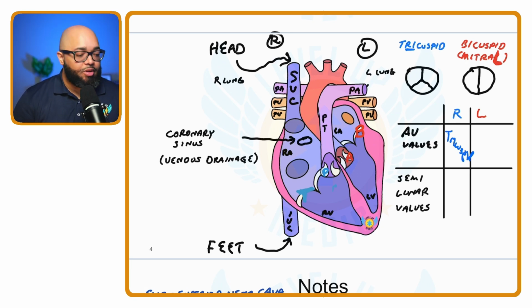So that's tricuspid. I'm on page 4. Now, staying on the right side, as blood goes into the right ventricle, it then leaves and goes through another valve.